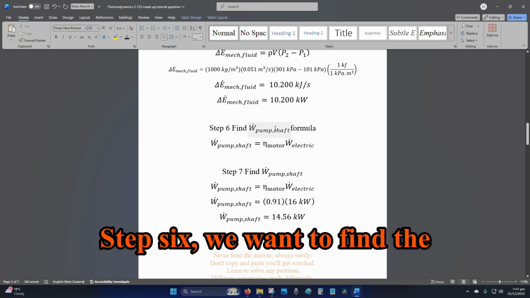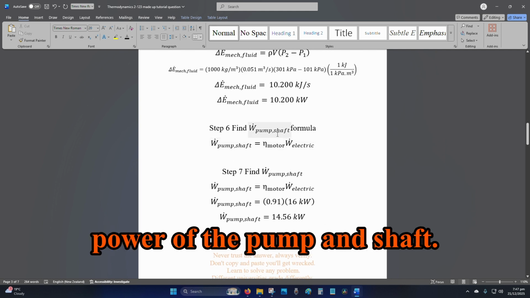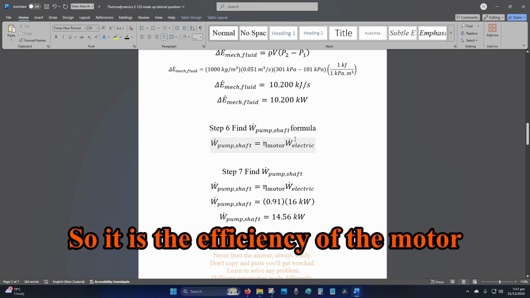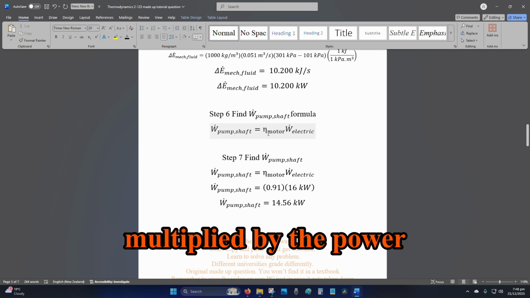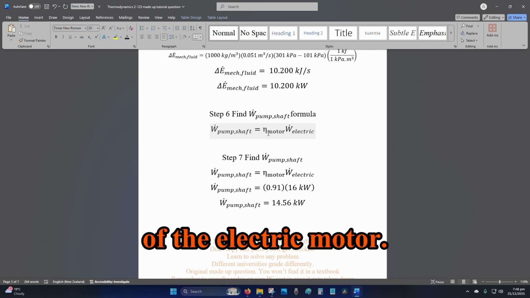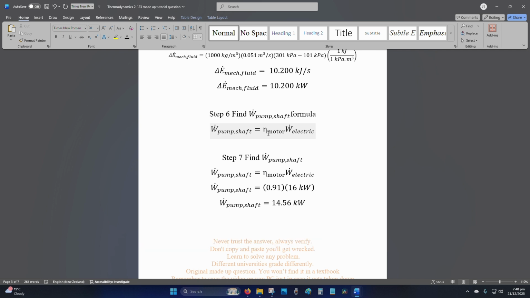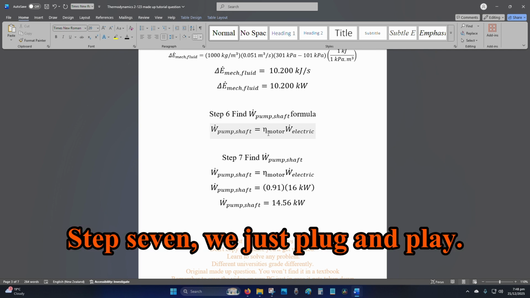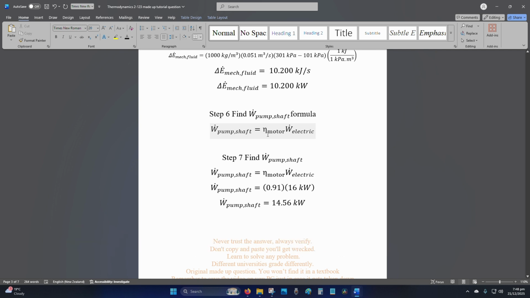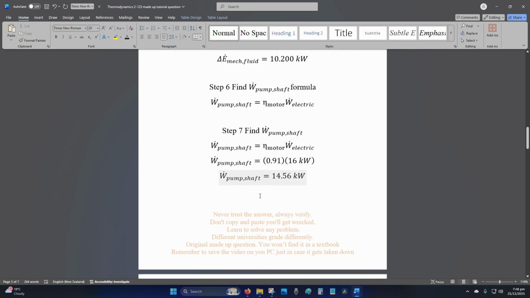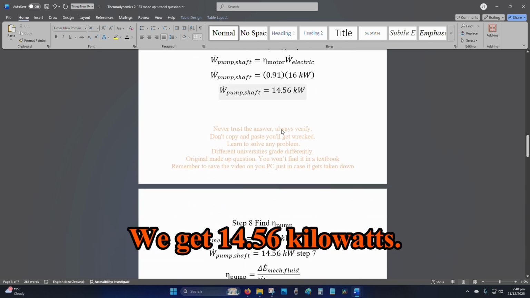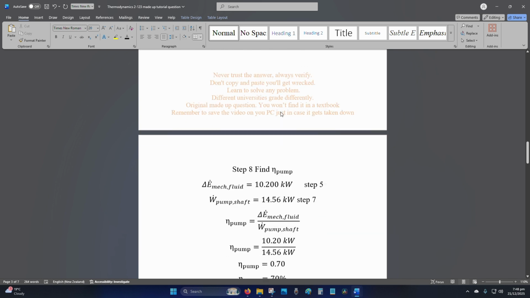Step 6, we want to find the power of the pump and shaft. So it is the efficiency of the motor multiplied by the power of the electric motor. Step 7, we just plug and play. So 91% multiplied by 16 kilowatts, we get 14.56 kilowatts.